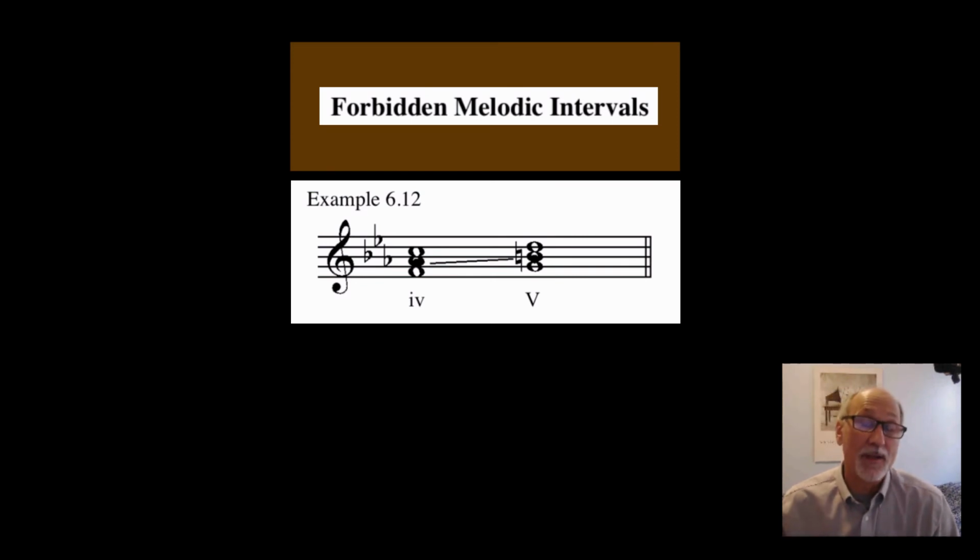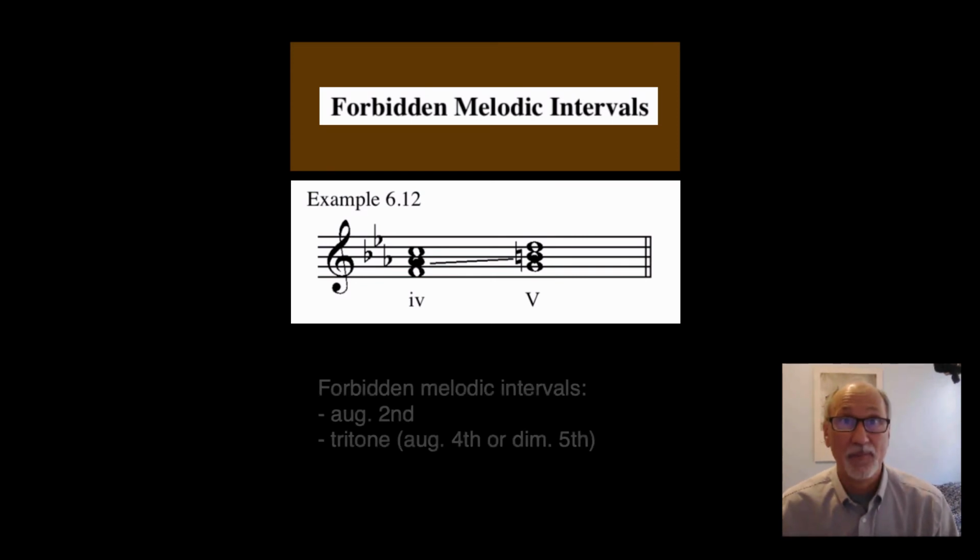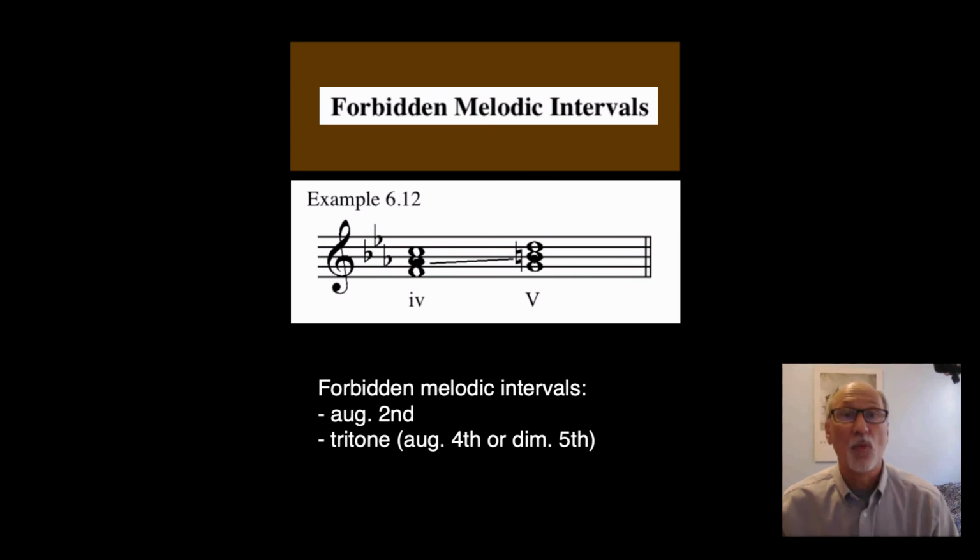There are really 2 forbidden intervals that we have melodically when we do chorale style writing. One is the augmented second, and the other one is the tritone. It's not that we never write those things, but when we first learn the style, we want to really try to avoid that and be sensitive to those intervals.